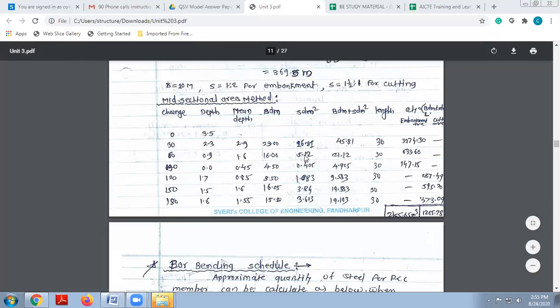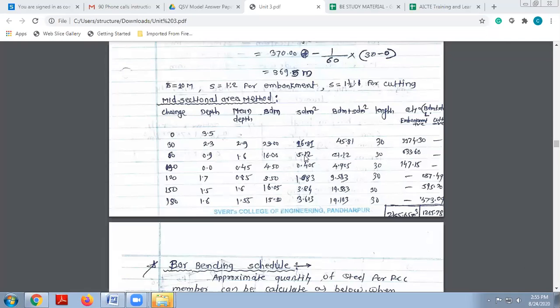the cutting portion. So how can you differentiate the embankment portion and cutting portion? Where the depth is going to become 0. So the above part comes under the category of embankment, and the rest after that comes under the category of cutting portion. Okay, so the value of S for the embankment is 2, and for the cutting portion it is 1.5. So 2 multiplied by 2.9 square, the calculation becomes 16.81.